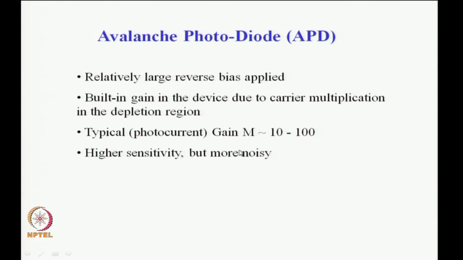Because of the current gain, the sensitivity is higher. However, it is a little bit more noisy because the avalanche process by its very nature is noisy. It is a relatively random process, and therefore, we have a relatively noisy output.